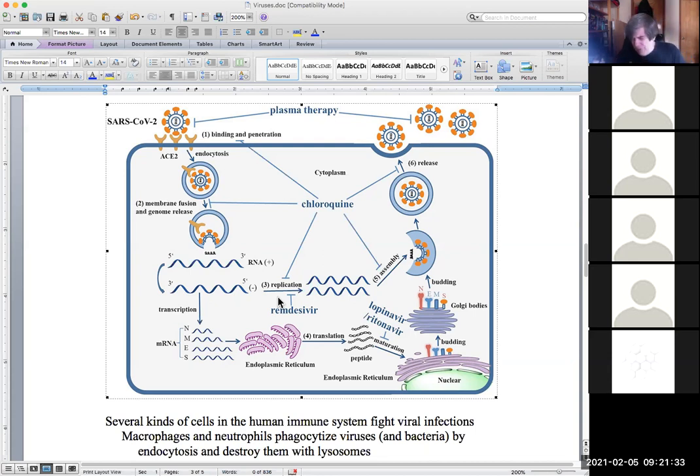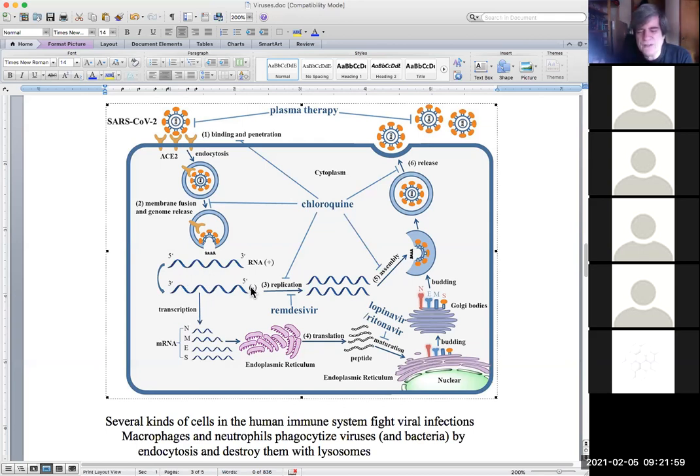Now, this negative strand is used for transcription. So remember, in transcription, we take DNA, we make messenger RNA from it. You might think, since this virus has RNA as its genetic material, we could go straight to making proteins, but that's not how it works. We've got to make this negative strand of RNA.